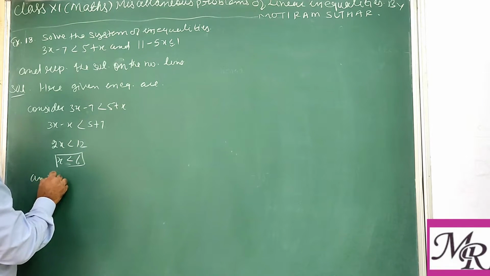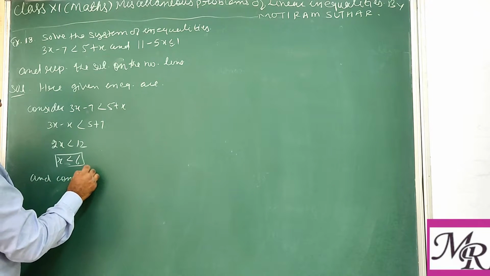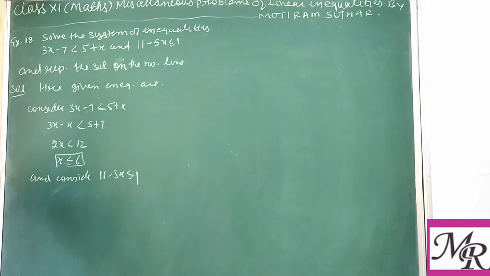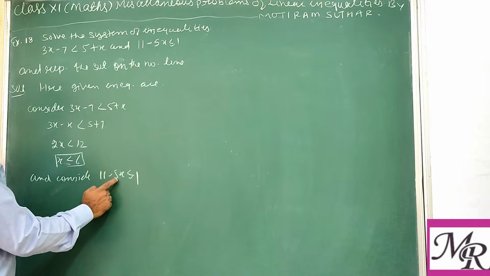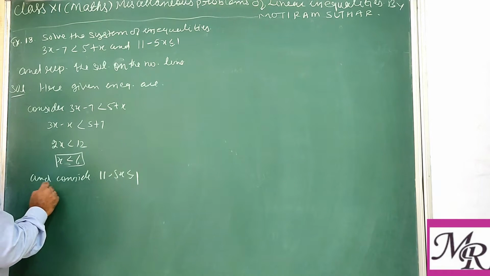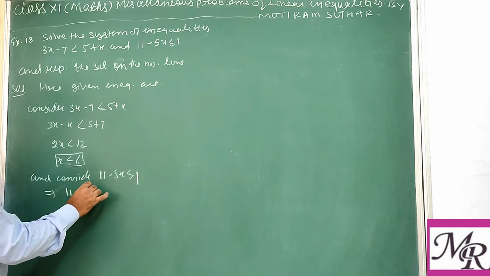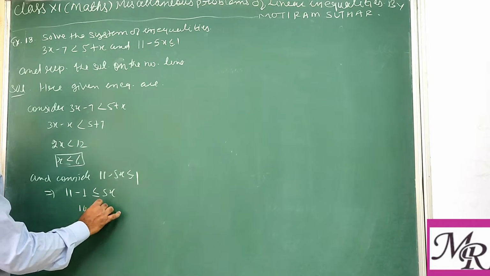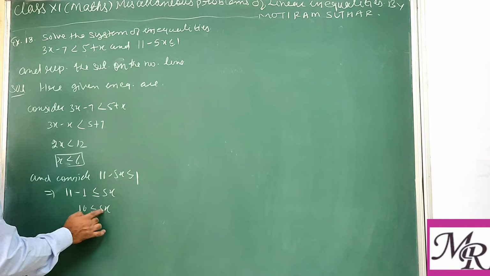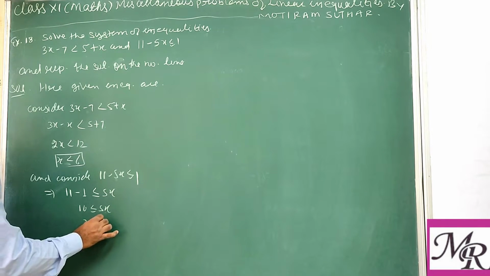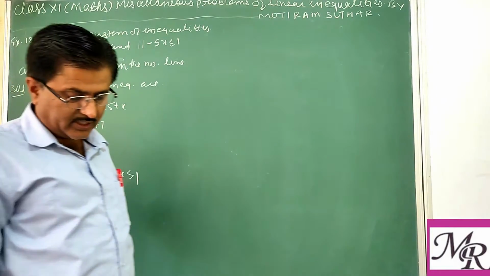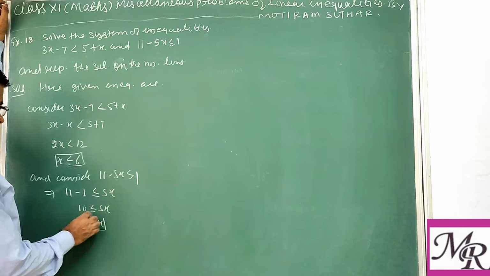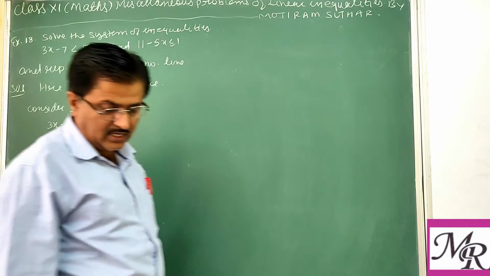And second, we consider 11 minus 5x less than equal to 1. Now you may transfer 5x to this side, 1 to this side. So 11 minus 1 less than equal to 5x. 10 less than equal to 5x. Now divide by 5. So we get x is greater than equal to 2. Clear? This is the second, and first is x is less than 6.